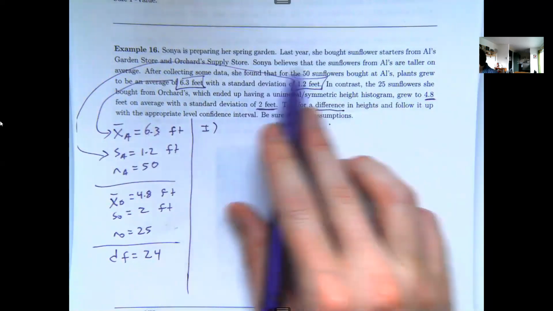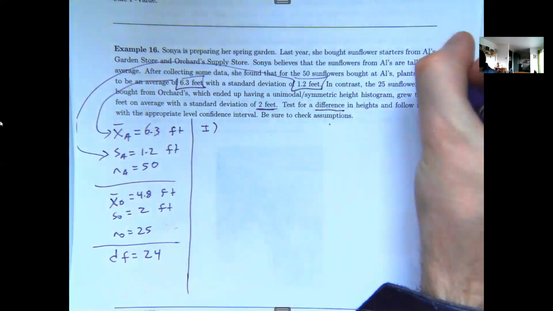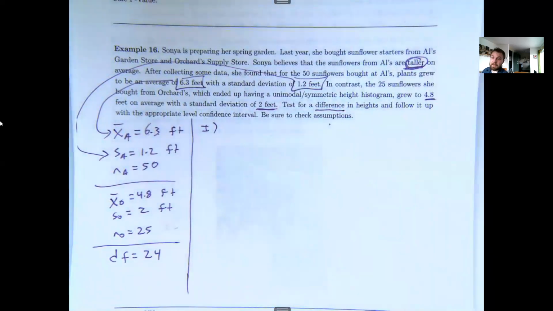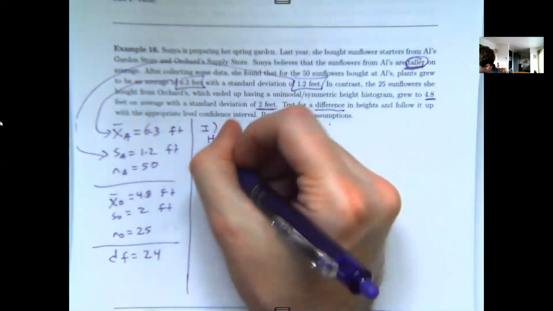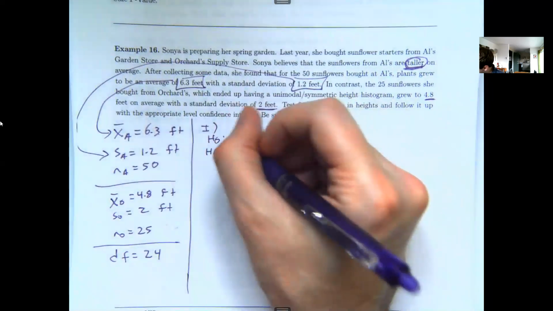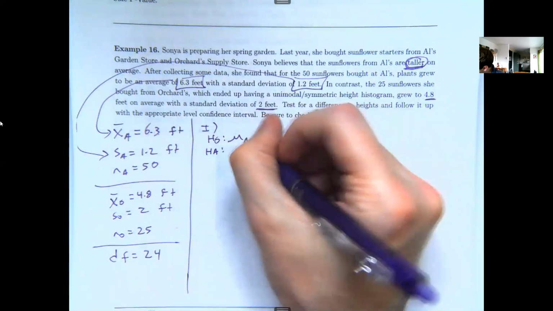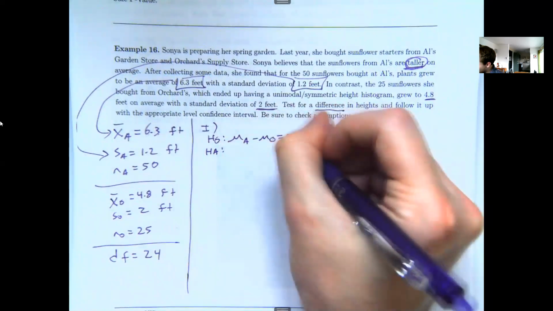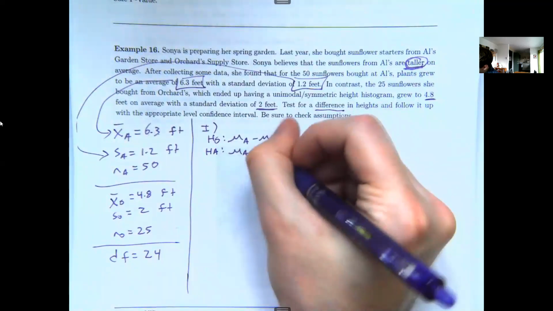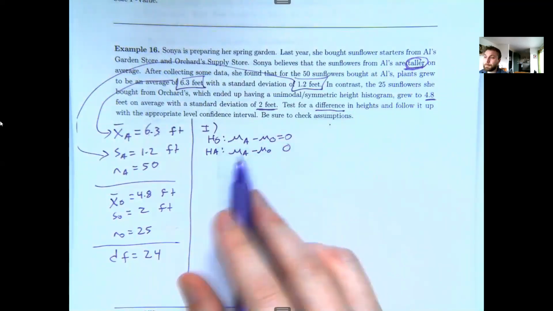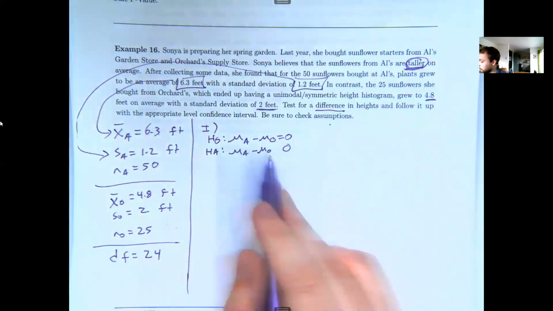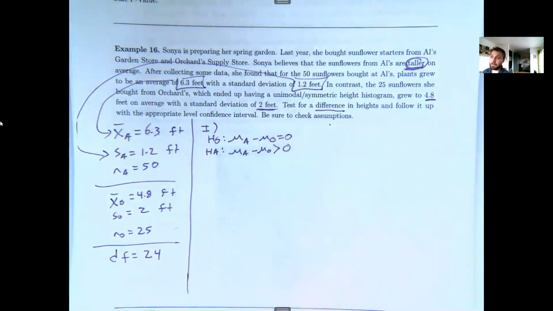Sonia believes that sunflowers from Al's are taller on average. So not just any difference, but actually taller. This sounds directional. So for a null hypothesis, we'll have that there is no difference from Al's compared to orchard. Alternative hypothesis, I think the Al's number is bigger. So I'm going to have a large number minus a small number, something like 6 minus 5. This is going to give me something that should be greater than 0. So it looks like we have another right-tailed test on my side.